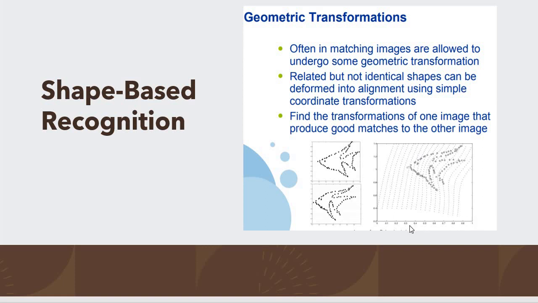Here we have considered the x and y axis values, and we are checking whether both these shapes are the same or not. They are often used for matching images that undergo some geometric transformation. Related but not identical shapes can be deformed into alignment using a simple coordinate transformation. Find the transformation of one image that produces a good match to another image.